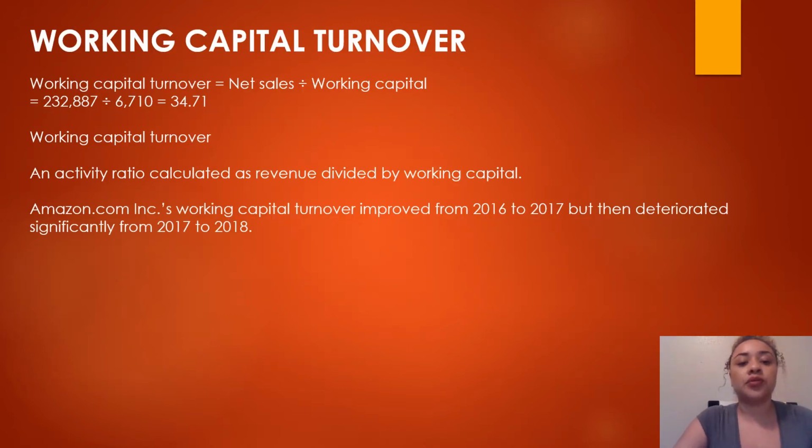Here we have an example for the working capital turnover. For net sales divided by working capital, the working capital turnover would be 34.71. The working capital turnover is an activity ratio calculated as revenue divided by the working capital. Amazon Incorporated's working capital turnover improved from 2016 to 2017, and then it started to deteriorate from 2017 to 2018.